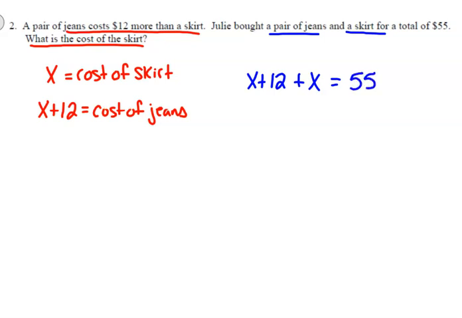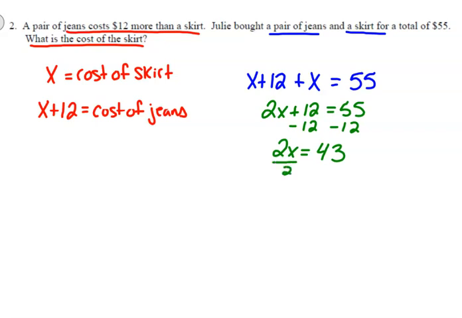So if that's my equation, I need to combine like terms. X plus X is 2X. Now I can subtract 12 from both sides. So that's going to give me 43. And now I'm going to divide by 2.